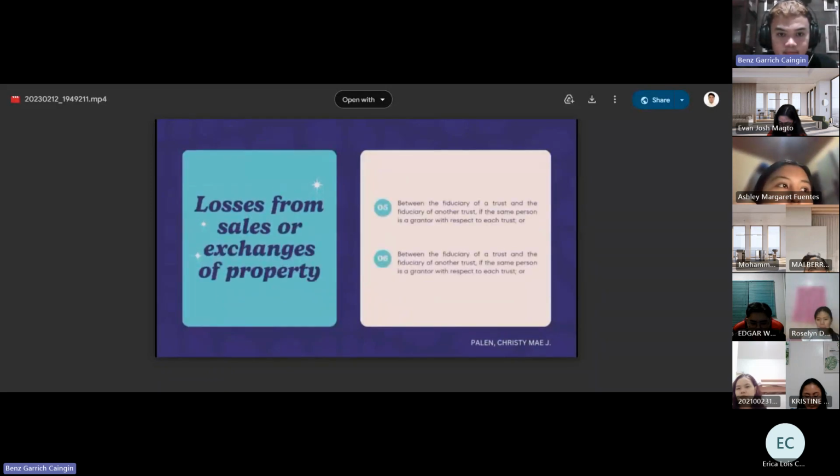Between the fiduciary of a trust and the fiduciary of another trust, if the same person is a grantor with respect to each trust, or between a fiduciary of a trust and a beneficiary of such trust. Based on the previous slides, the purpose behind item 1 is the prevention of simulated or sham sales or exchanges by persons who are members of a family to avoid payment of income tax.